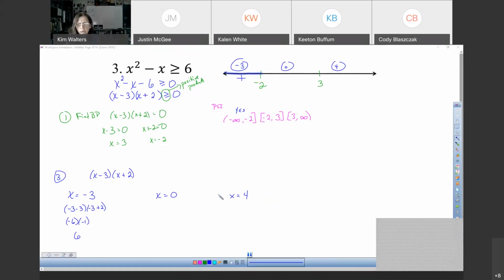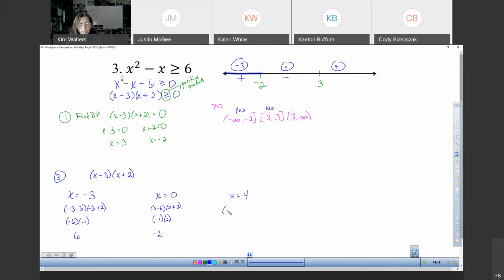Okay, so then we're going to go with 0. So I have 0 minus 3. I have 0 plus 2. This is going to be a negative 1 times a positive 2. And this is going to give me a negative 2. Negative is not good. I want positive in this problem, so this is not part of my solution.